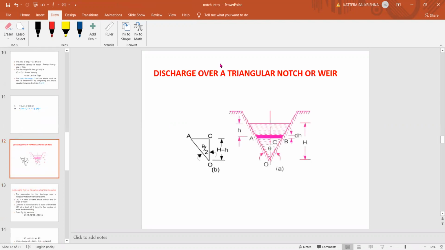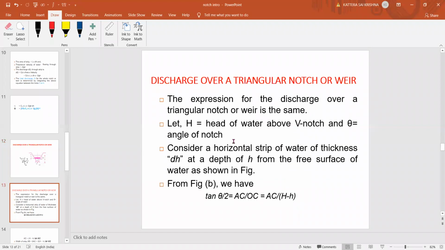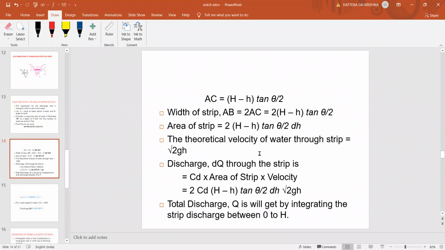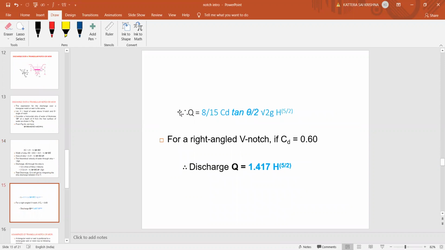Now for a triangular notch, this is the shape: a triangle-shaped groove will be there, that is the triangular notch. This plate will be placed in the channel where we are going to find the discharge. The same thing we use: we take a small element and the expression will be calculated. Again the same concept, they consider a small horizontal strip of thickness dh at a depth of h. Finally, you get the expression for the discharge in the triangular notch as this formula.